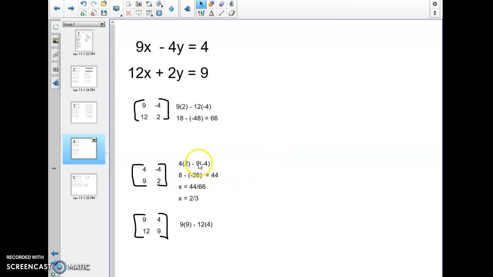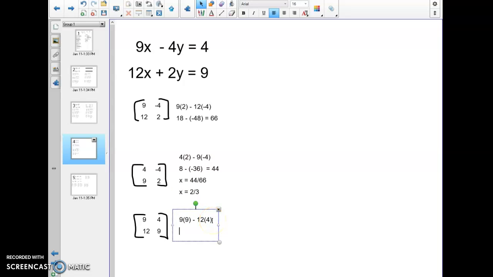Sorry about that. And now back to here, 9 times 9 minus 12 times 4, that's 81 minus 48. And that is 33. And then my y equals 33 divided by 66, and y equals 1/2. And if you wanted to check it, 9 times 2/3 is 6. Half of 4 is 2, 6 minus 2 is 4. 12 times 2/3 is 8. Half of 2 is 1, 8 and 1 is 9. It does work out on every single level.